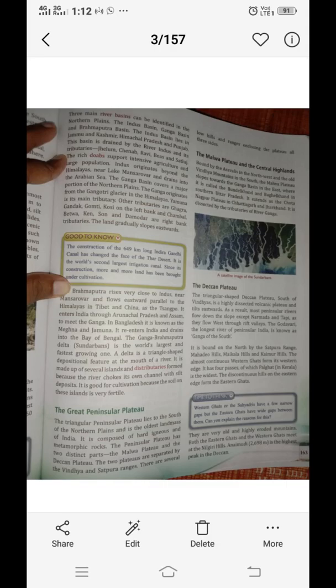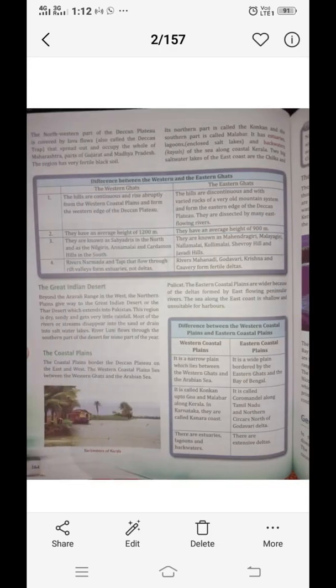The northwestern part of the Deccan Plateau is covered by lava flows that spread out and occupy the whole Maharashtra, part of Gujarat and Madhya Pradesh, and the region has very fertile black soil. The region is very fertile and it is very useful to cultivate cotton.